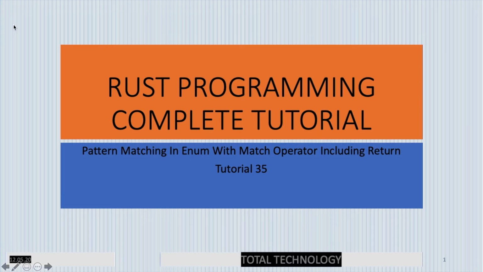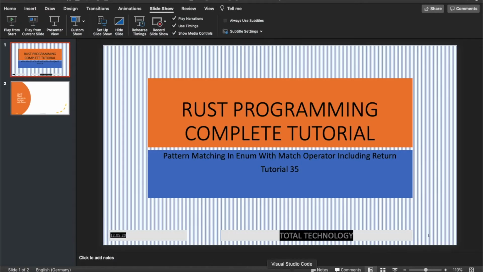This is tutorial 35, and today's topic will be pattern matching in enum using the match operator again, but this time we'll use a return statement from our function. So let me quickly open my last tutorial code.